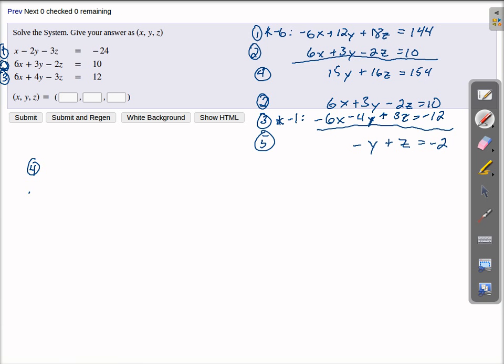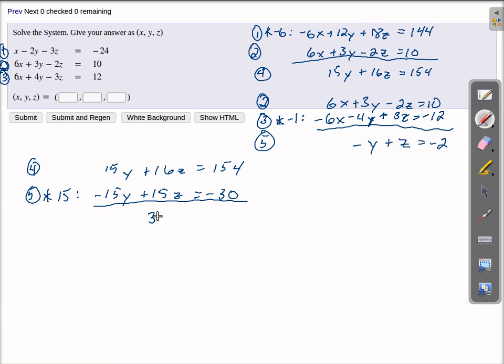Fourth equation and my fifth equation, I said I'm going to multiply my fifth equation by 15 so the y's disappear. That's going to give me negative 15y plus 15z equals negative 30. My fourth equation I'm not going to do anything to because my y's will disappear. 16z equals 154. Adding these together gives me 31z equals 124. Dividing both sides by 31 would give me z equals 4. So I'm in good shape so far. I figured out that z is 4.